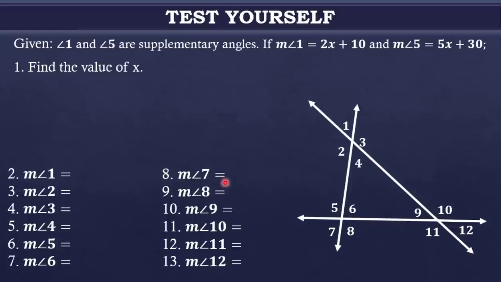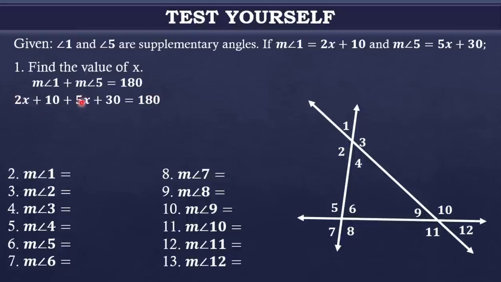Okay, so let us check. So, ang sabi dito, balikan nyo yung condition na si angle 1 daw at si angle 5 are supplementary angles. So, ang unang tanong, find the value of x. Okay? So, si angle 1 at si angle 5, ibig sabihin equals to 180. Why? Kasi supplementary daw sila. So, dapat daw si angle 1 at si angle 5, pag in-add natin yan, 180 dapat ang sum. Okay? So, ibig sabihin, 2x plus 10 plus 5x plus 30 is equal to 180.